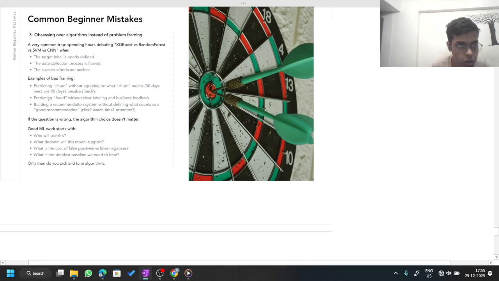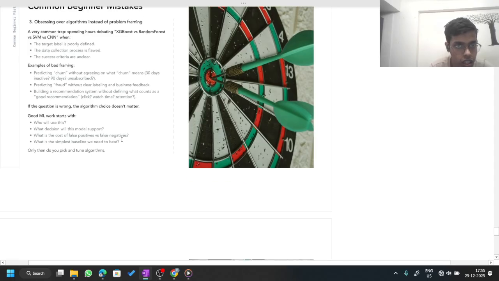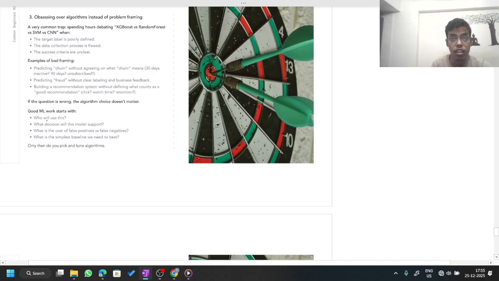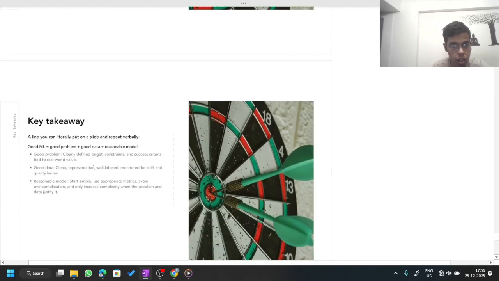These are some other use cases also: predicting fraud without clear labeling and business feedback, or a recommendation system without defining what counts exactly as a good recommendation. Algorithm choice will not matter if it is not answering the question correctly. Good ML will start with asking these questions: who will use this? How will the model output support the decision? What is the cost of false positive and false negative? What are the simple baselines which already exist that I need to pick up? Only then will you pick and fine tune the algorithms accordingly.